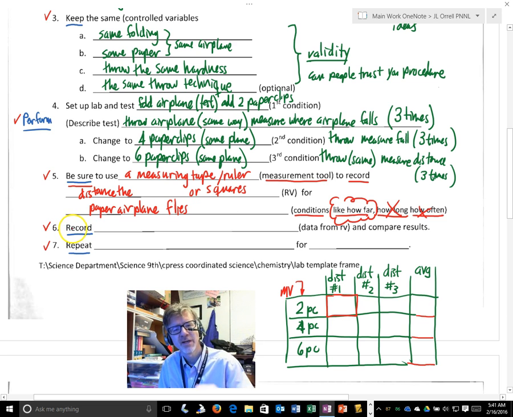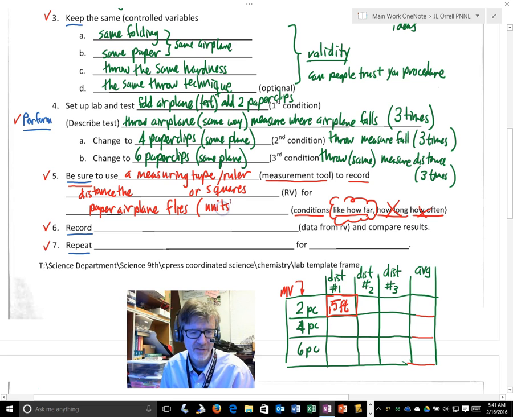Okay, so be sure, not only do you measure it, but also record it in your table. So put the number here. Maybe it's 15 feet. And you also want to make sure you use units on your measurements. All measurements have units. So remember to do that.